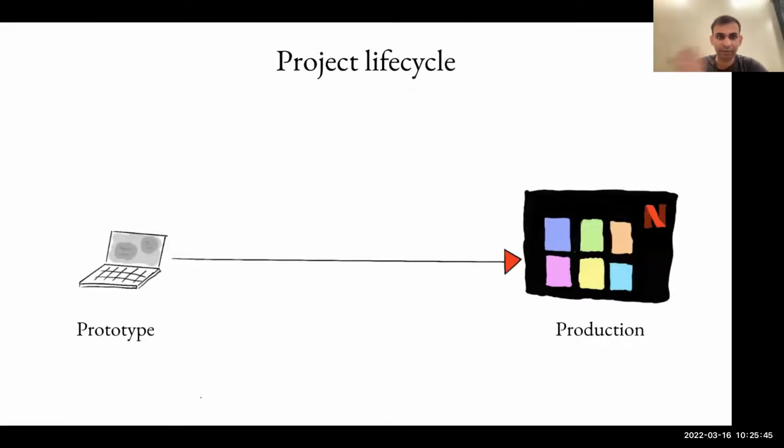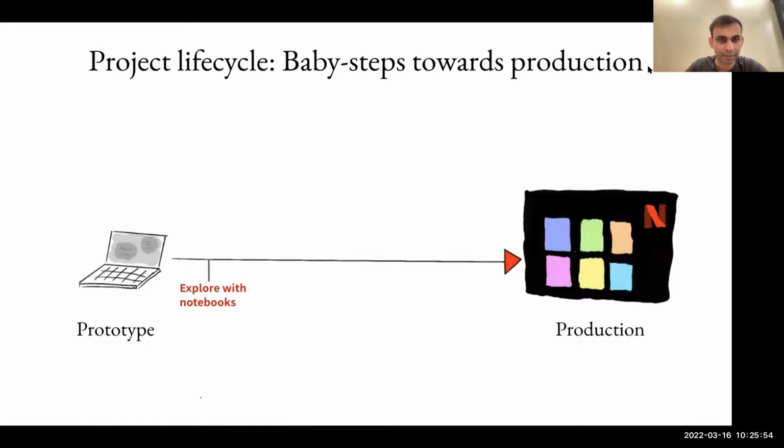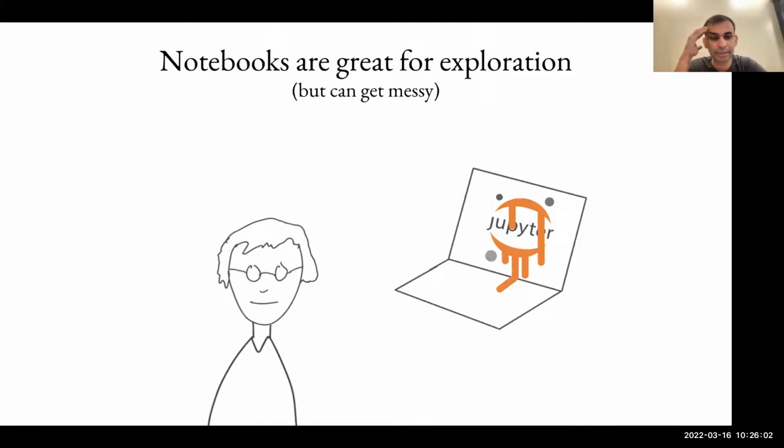So let's walk through a hypothetical project lifecycle. A data scientist, let's say, usually they'll start exploring within the confines of a Jupyter notebook. But then very often what happens is that, while notebooks are great for exploration, they very quickly become messy. There's hidden state, people are still figuring out the right way of organizing notebooks, versioning them, sharing notebooks with one another.